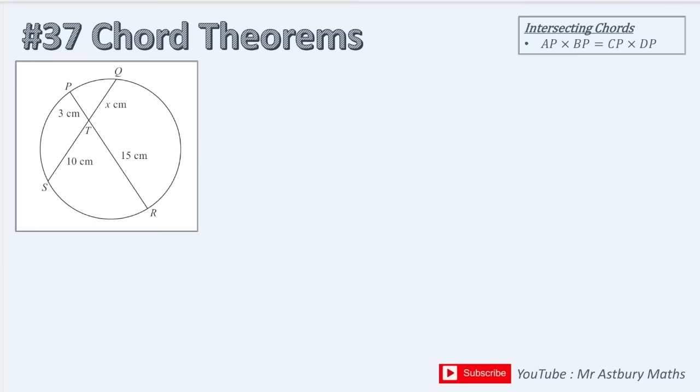Okay, so what does it mean? Well, it means that A to the intersection point times B to the intersection point will equal C to the intersection point times D to the intersection point. So what does that mean? Well, if I've got here to the intersection point, that's 10. And on the other side of that line, I've got x as the distance to the intersection point. So that's 10 times x.